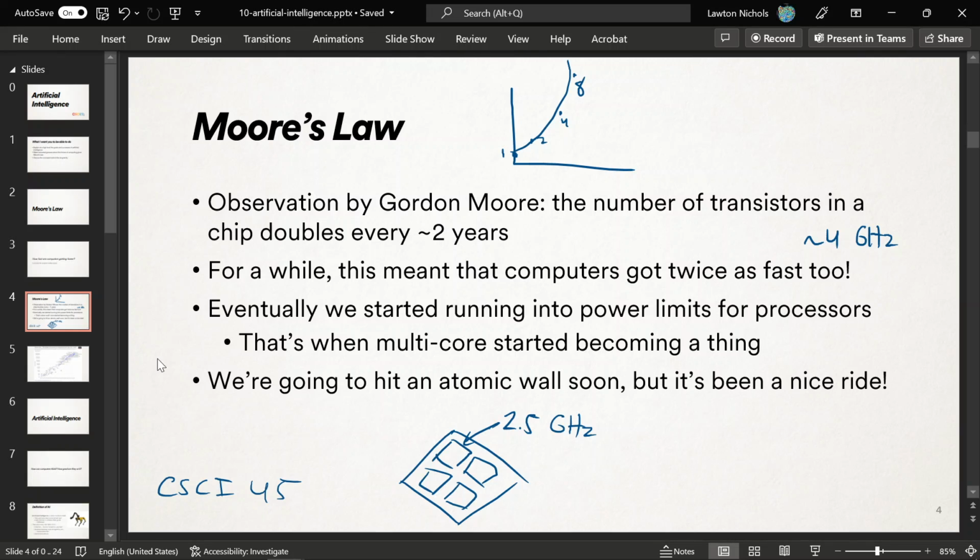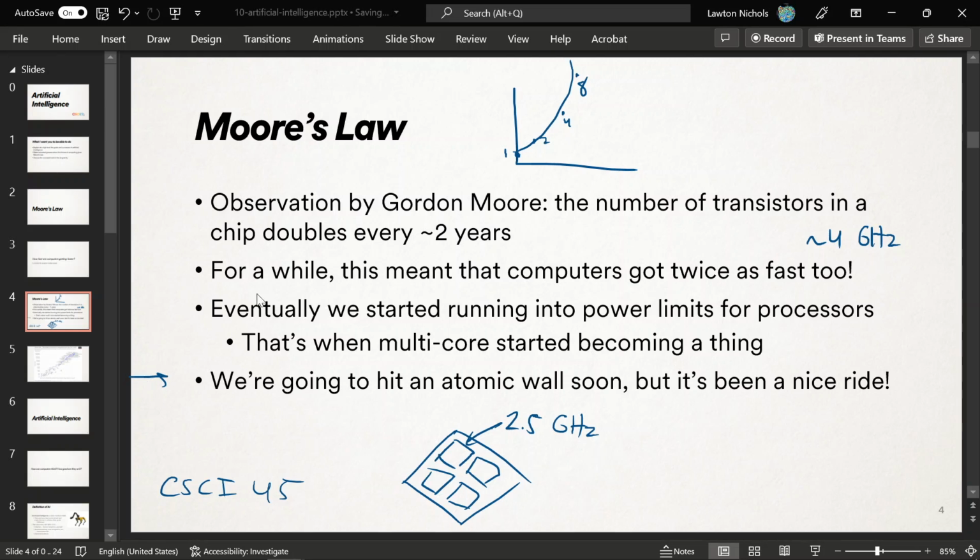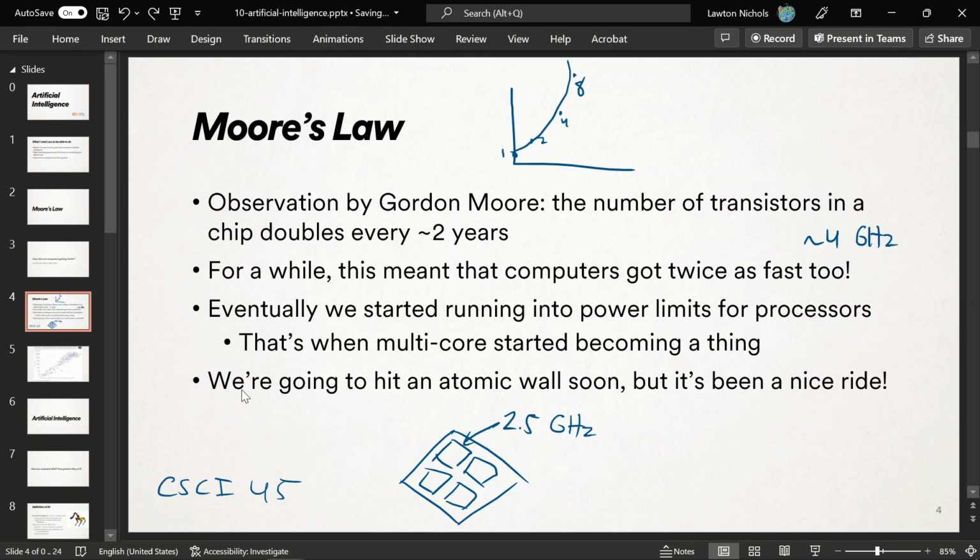Another issue is that the way you get more transistors on a chip is you make them smaller. They have become so small now that we're running into quantum issues with stray electrons. They're microscopic. They're just a few molecules wide. So we're eventually going to hit an atomic wall, which means that we cannot make transistors any smaller. But it's been a very fun ride. We've had very fast computers come out of this deal.